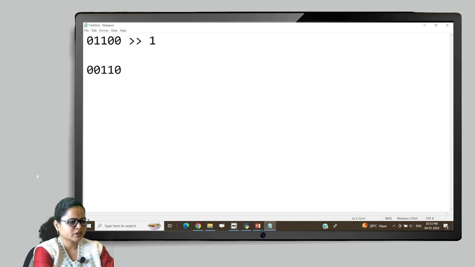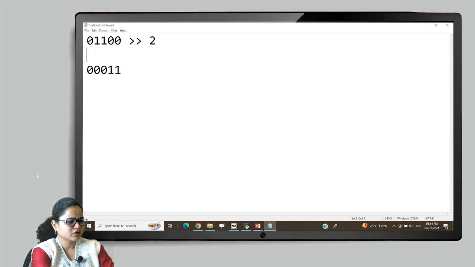It removes these digits, irrespective of whether they are 0 or 1, and adds 0 at the beginning. So if you are shifting only one digit to the right, it will add only one 0 at the beginning by removing one value from the right side. And if you shift this number two digits to the right, it will remove the last two values and add that many zeros at the beginning of your result. So this is the binary right shift operator.